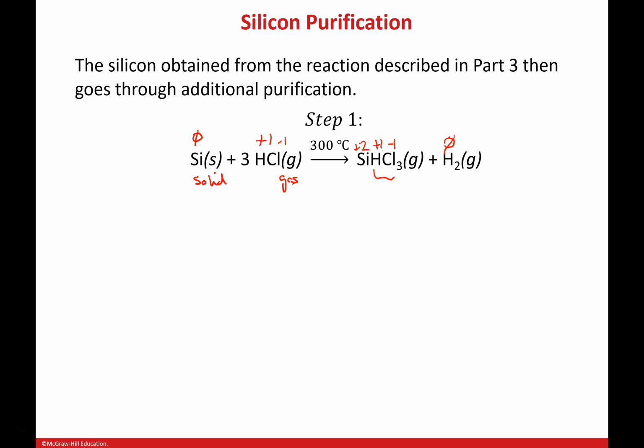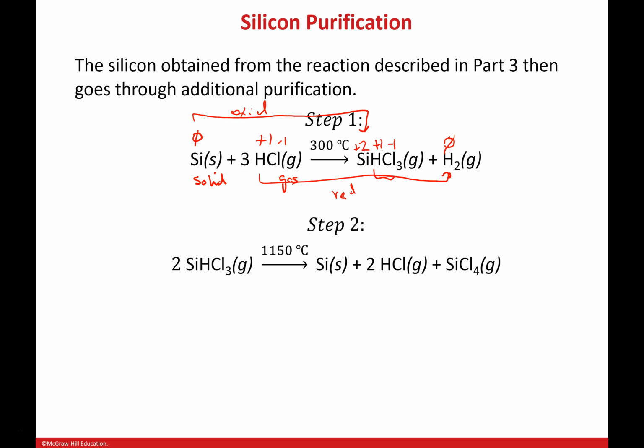So silicon is going from a 0 to a +2. Is that reduction or oxidation? Oxidation, yep. And hydrogen's going from a +1 to a 0, so that's reduction. One of the things I do with my Chem 2 students is, if you find two things that are being oxidized, something's wrong.